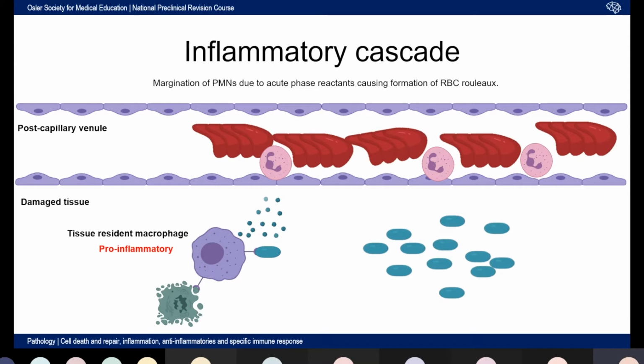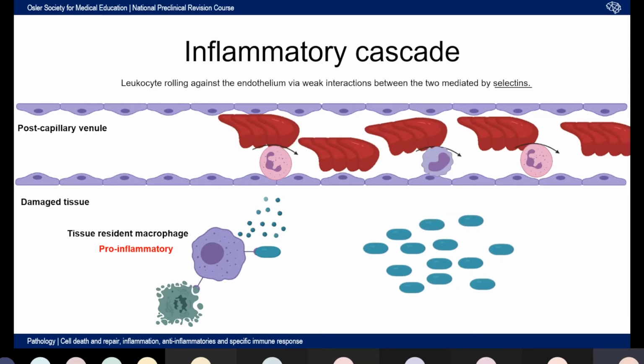That's important because as soon as they get pushed to the side, they start rolling across the endothelium. When they're rolling, there's an interaction between a bunch of receptors on the white blood cells and receptors on the endothelial cells. They're called selectins. There are three you need to be aware of. They're called P, E, and L selectins. And the names make sense.